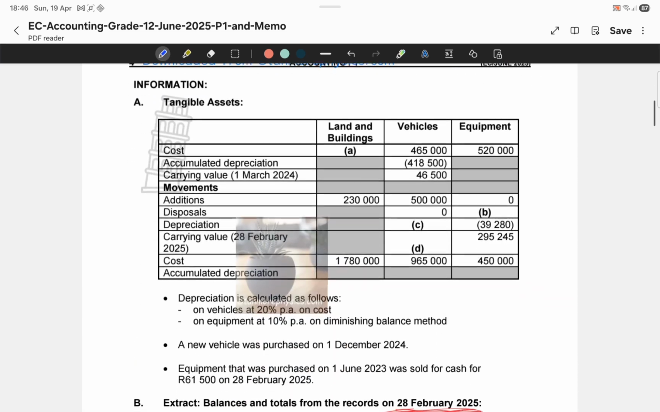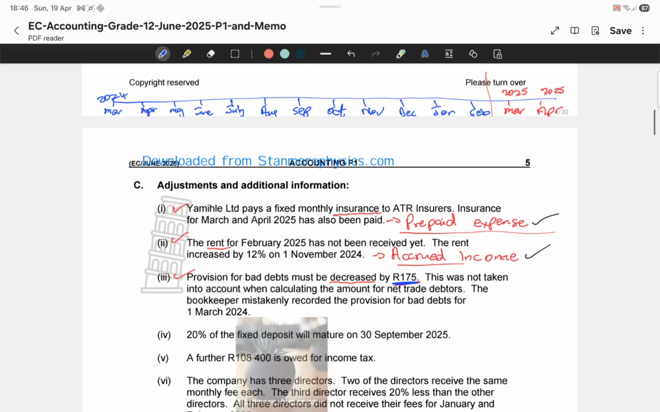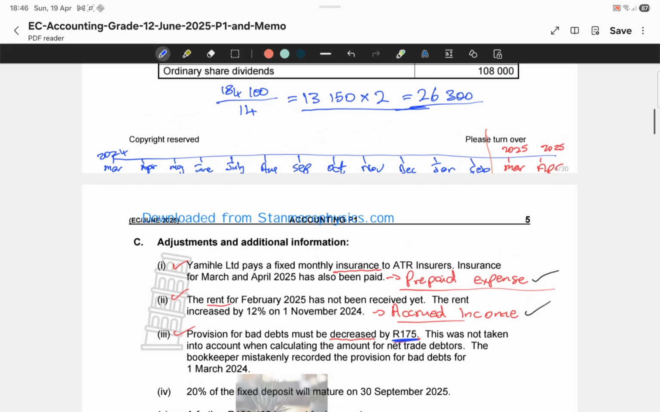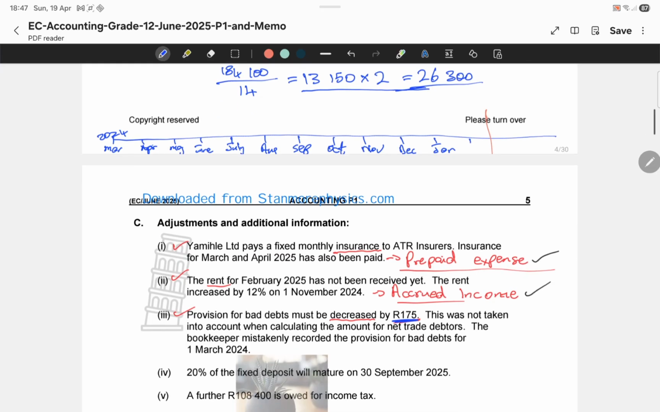Now let's check the transaction, the adjustment again. It said the rent for February 2025 has not been received yet. Okay, now in this case, we are no longer dealing with the extra months, which means let me remove them. Let me also remove February because they didn't receive the one for February. Okay, so it says the rent for February has not yet been received, and the rent increased by 12% from 1st of November. Here's the information I'm reading.